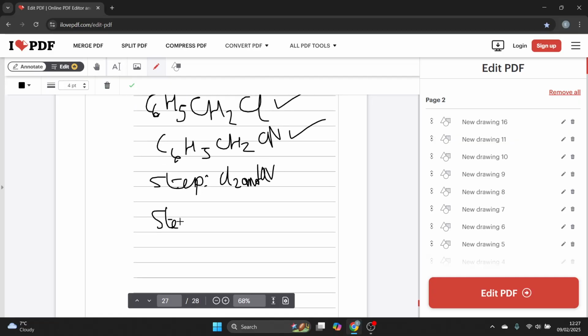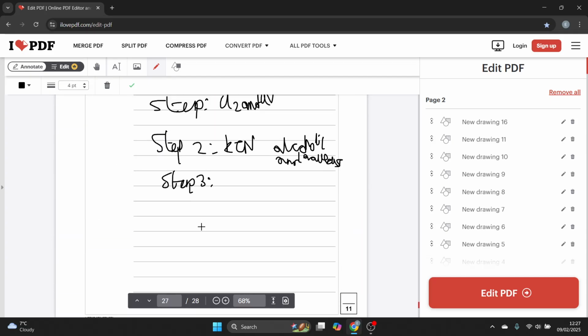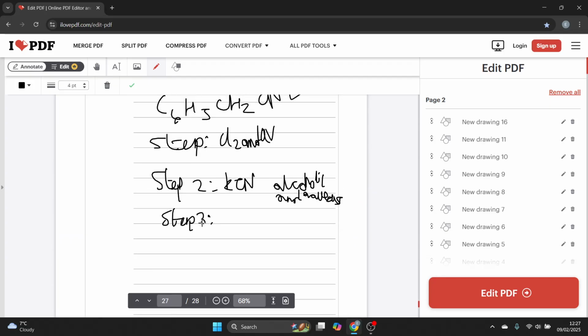And step 2, KCN, alcoholic and aqueous. Remember, that's just going to be nucleophilic substitution. So the first one, free radical substitution. Next one, nucleophilic substitution. Step 3, well then to get to your amine, nitriles can be reduced to amines. So then I'm going to use hydrogen and nickel, or Pt or Pd, and this is obviously catalytic hydrogenation.